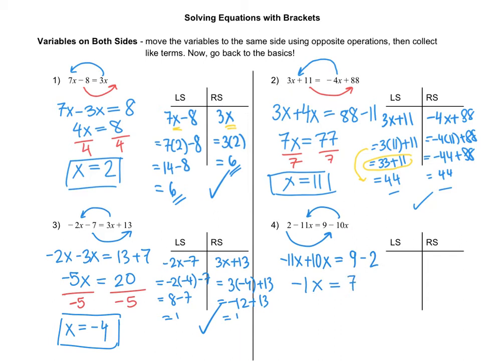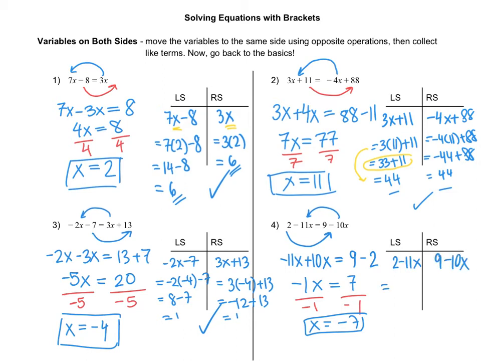I am not done. Negative x is not the same thing as x. I have to divide both sides by negative 1 to give me negative 7. If you chose to bring your x's to the right, you could have actually avoided this whole dividing out the negative, but you know, this is fine. My left side, 2 minus 11x. My right side, 9 minus 10x.